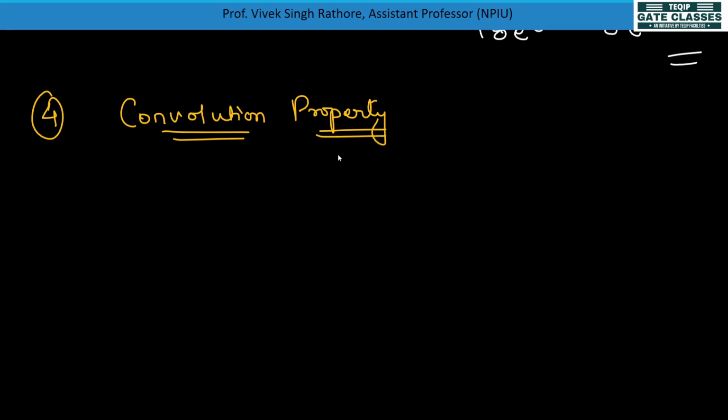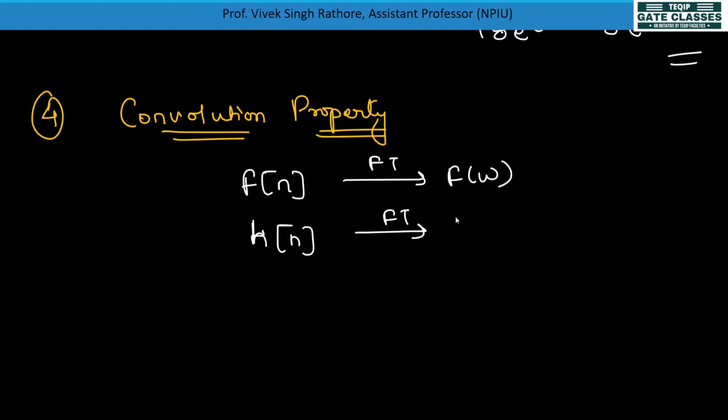Now we'll go for our next property. Next property is the convolution property. Convolution property, as we have seen in every domain, Laplace also, Z also. We have seen convolution in the second module also. So the convolution property says that if the Fourier transform of f of n is F of omega, and let's suppose your impulse response h of n has Fourier transform H of omega.